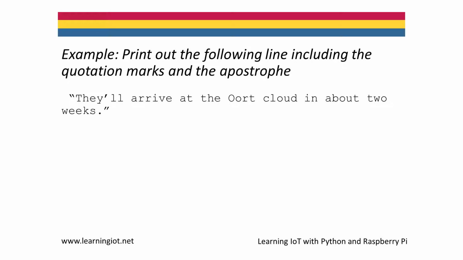Suppose you wish to print out the following string as shown. "They'll arrive at the Oort cloud in about 2 weeks," including the quotation marks and the apostrophe. Python allows strings to be enclosed either in double quotation marks or in single quotation marks, but the closing quotation mark must match the starting quotation mark. In order to print out this string exactly as shown, you will need an escape character for either the double quotation mark or for the apostrophe.